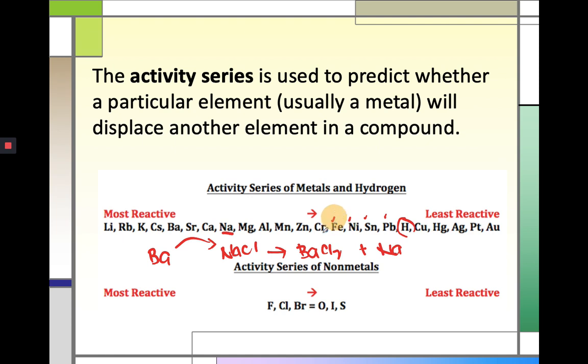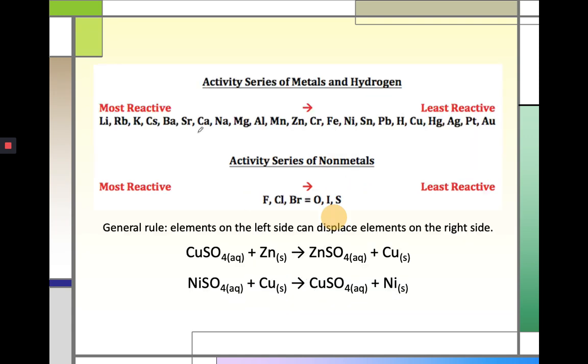All right, and all the other elements before hydrogen in the activity series. The same principle applies with fluorine or with the nonmetals. So fluorine can displace chlorine, bromine, oxygen, iodine, and sulfur. All right. So for example, copper sulfate and zinc.